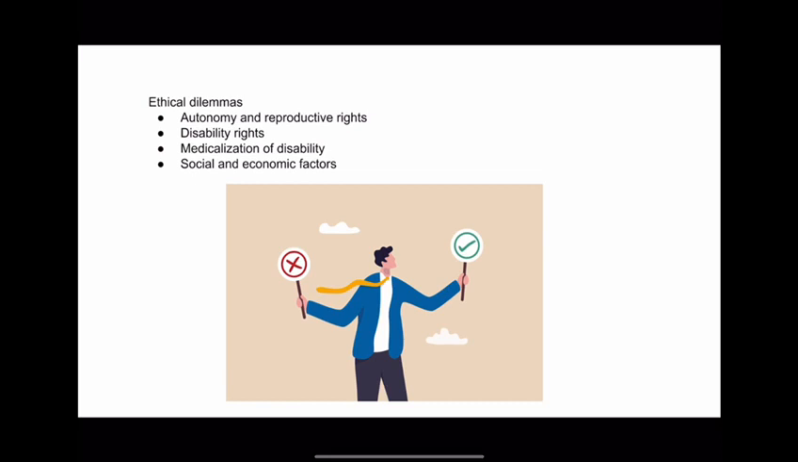Disability rights. Some advocates for disability rights argue that aborting fetuses with Down syndrome sends a message that people with disabilities are less valuable and less deserving of life than others. They argue that individuals with Down syndrome can lead fulfilling lives and that society should provide them with the support and resources they need to thrive.